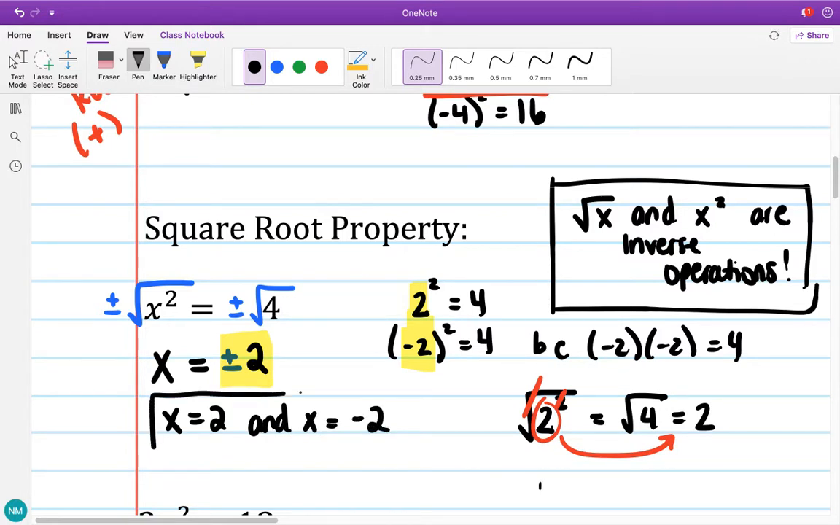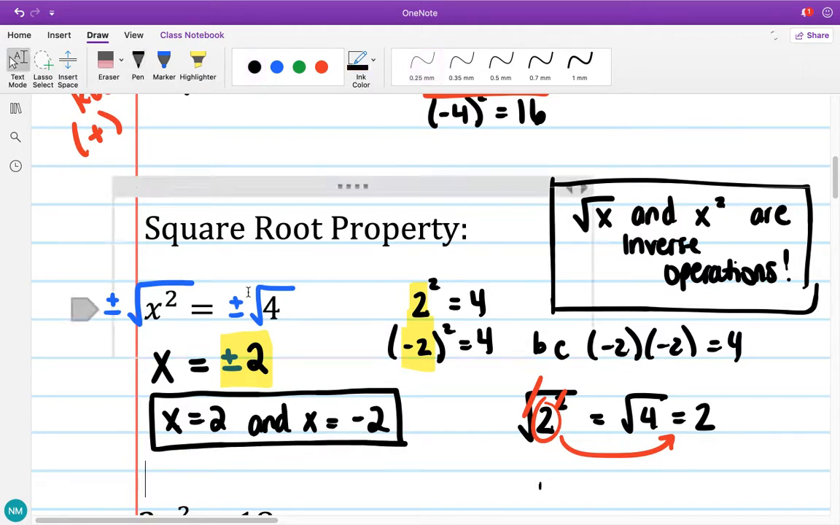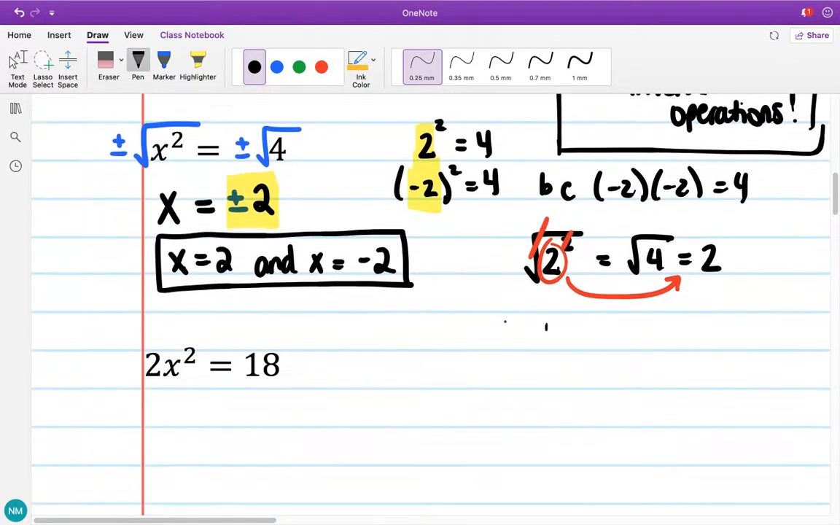There are two answers because both of these, if I were to plug it in, right, 2 squared is 4, and negative 2 squared is 4 also. So let's try this one.